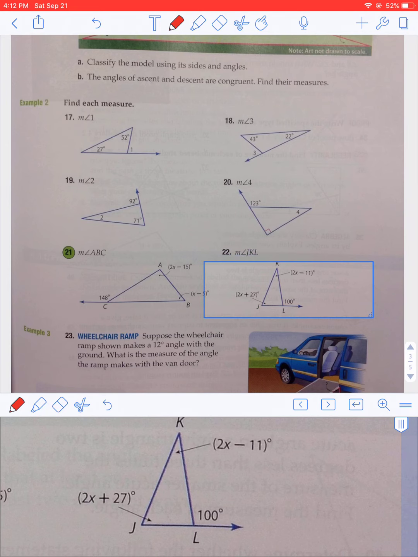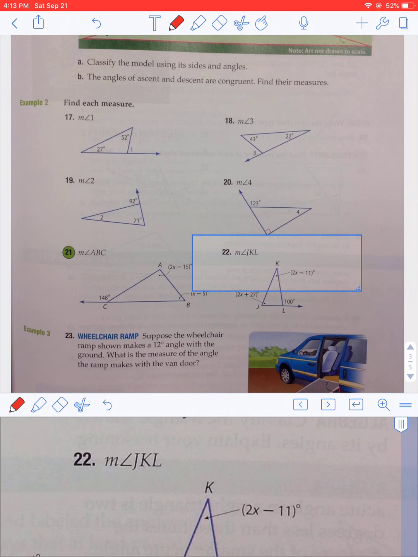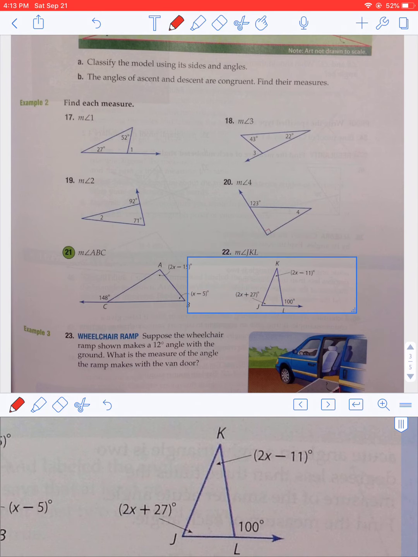The directions at the top say to find each measure. So that's what we're going to do. And the measure they specifically want us to find is JKL. So JKL is this angle right there. You'll notice JKL is equal to 2x minus 11 degrees.